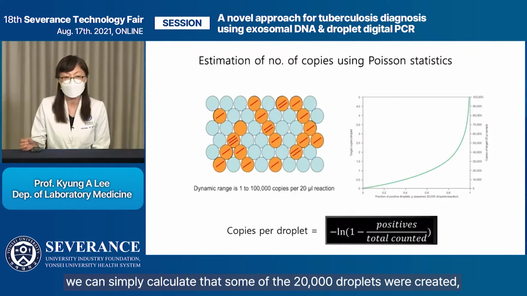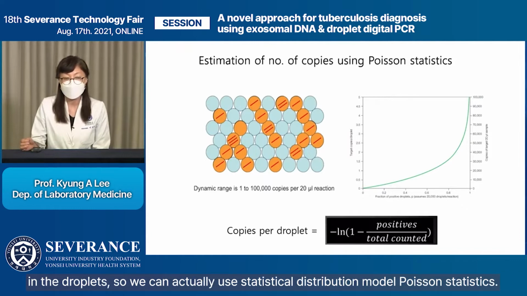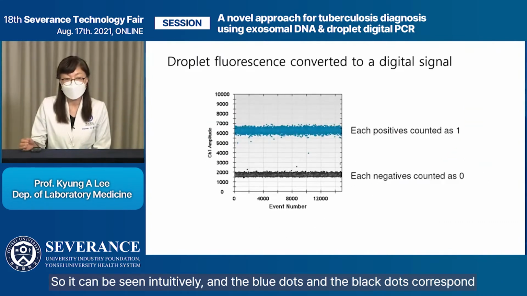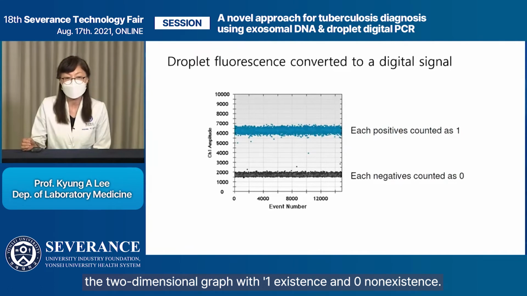Intuitively, we can calculate that if a single molecule is included in one of these droplets, some of the 20,000 droplets created will contain it. But in reality, because two or three molecules can be in one droplet, for actual absolute quantification we use a statistical distribution model, Poisson statistics. So it can be seen intuitively. The blue dots and the black dots correspond to droplets, respectively, and we can intuitively check the two-dimensional graph with 1 for existence and 0 for non-existence.